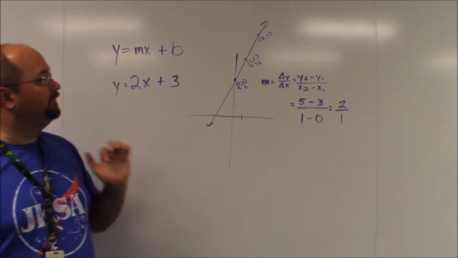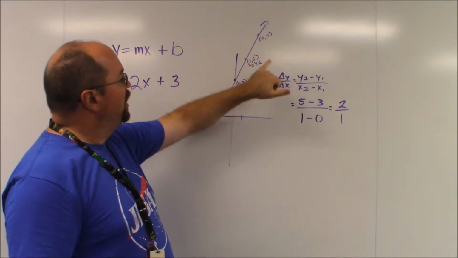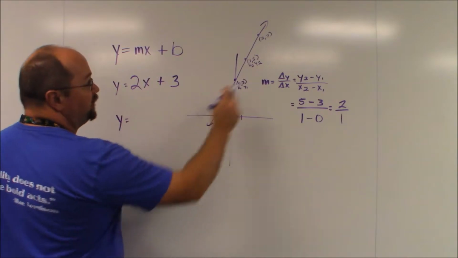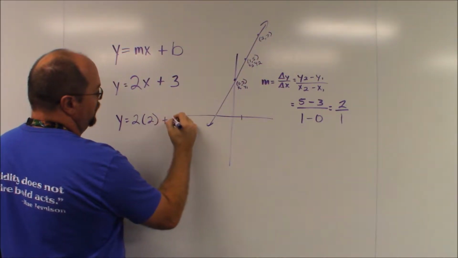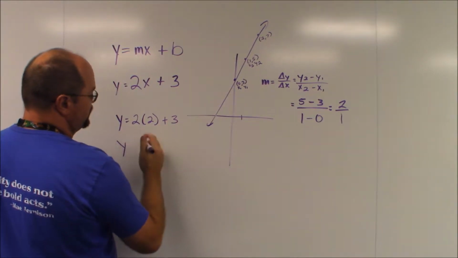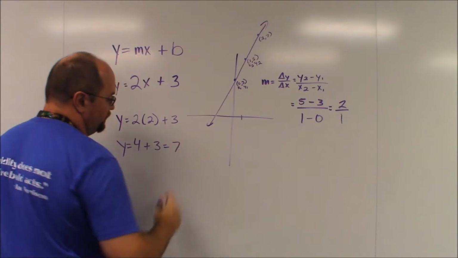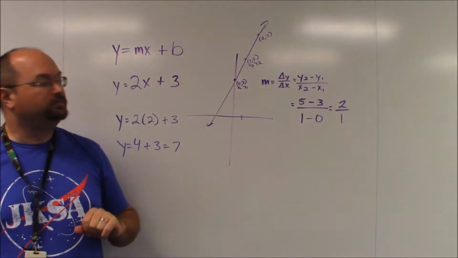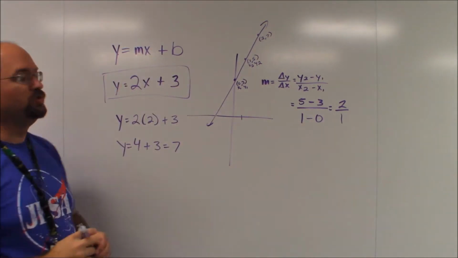Now, I want to go ahead and verify that, and I can verify it pretty easily using this third point. Because if x is 2, my y should be 7, but let's verify. 2 times 2 is 4. 4 plus 3 is 7. And so this formula works with this point as well. So my answer is y equals 2x plus 3.